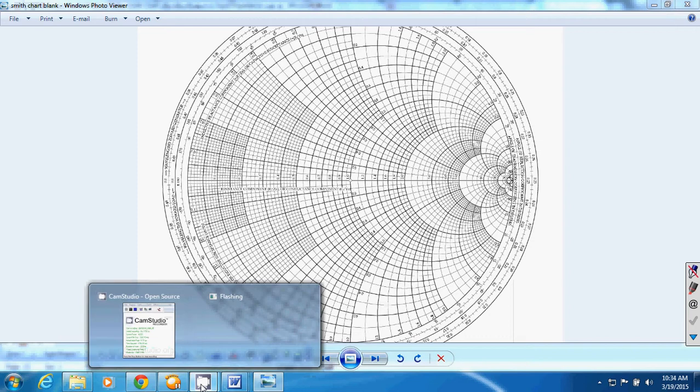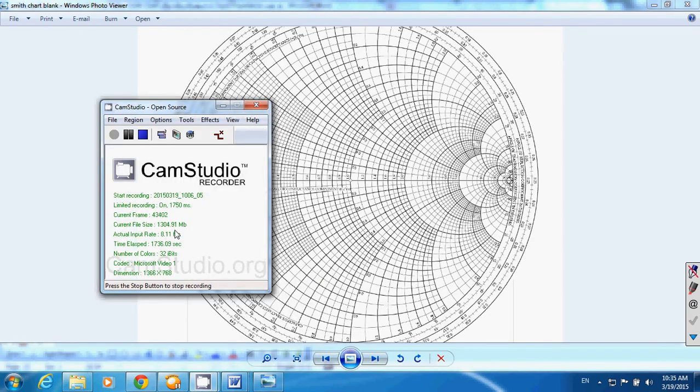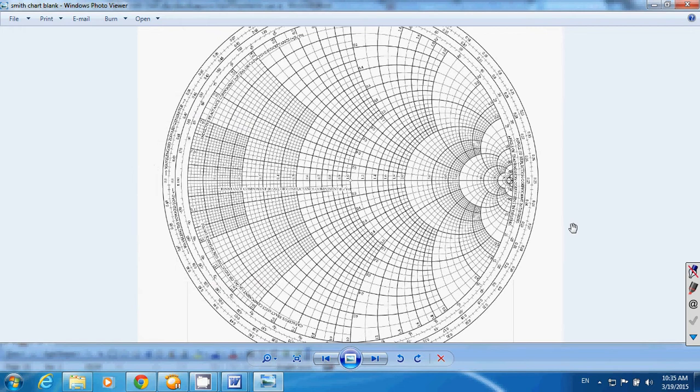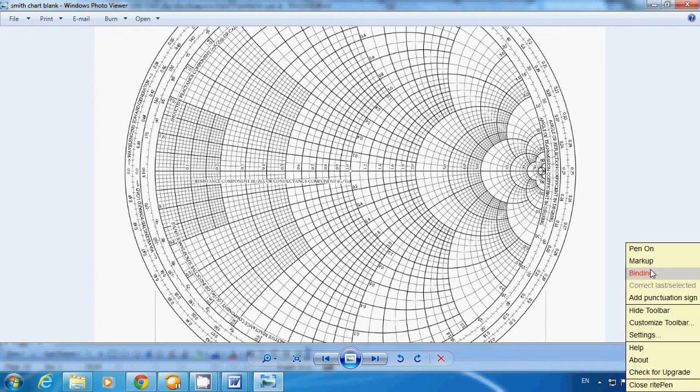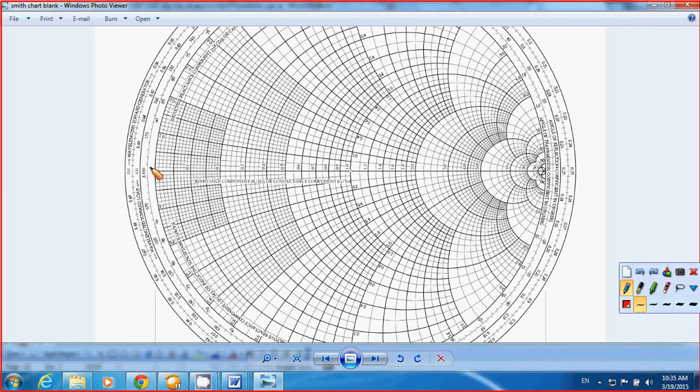Okay, let's see if we still have time here. The maximum 2 gigabyte. Now just make it simple.